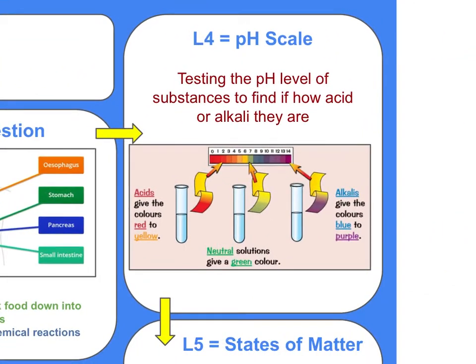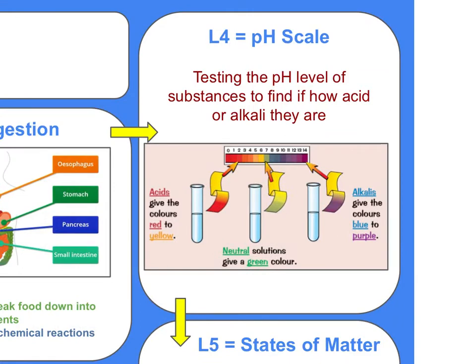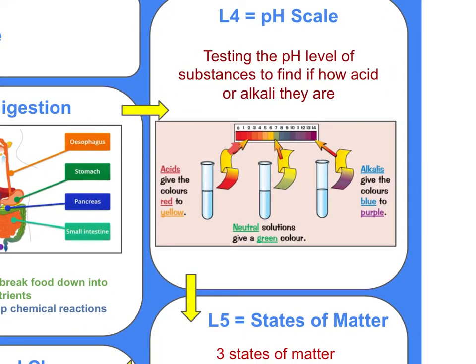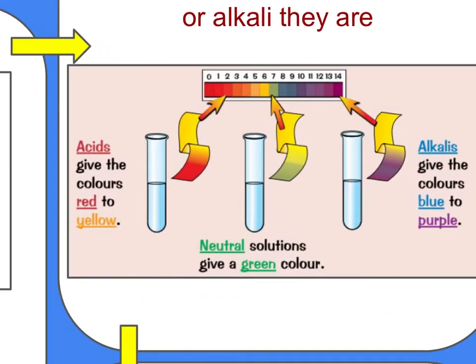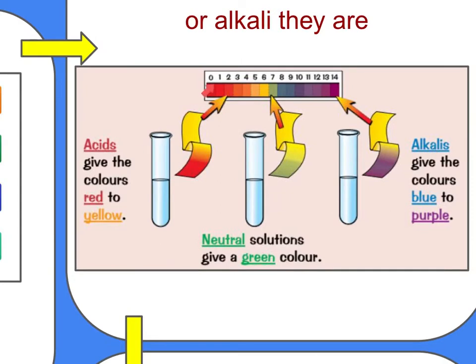Lesson 4 is on the pH scale. Testing the pH level of substances to find out if it's an acid or an alkali. We've got this scale, goes from red to purple, kind of like the visible light spectrum. We've got acids, 0 to 3, which is a strong acid, and then 4 to 6 is a weak acid, 7 is neutral, like water, 8 to 10, got your weak alkali, and then all the way up to 14 is going to be a strong alkali.